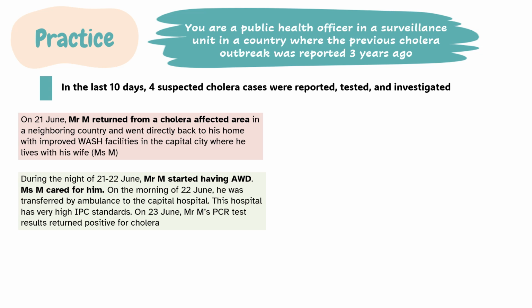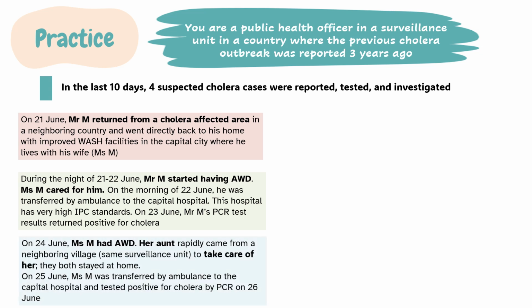On the morning of 22nd June, he was transferred by ambulance to the Capital Hospital. This hospital has very high infection prevention and control standards. On 23rd June, Mr. M's PCR test results returned positive for cholera. On 24th June, Miss M had AWD.